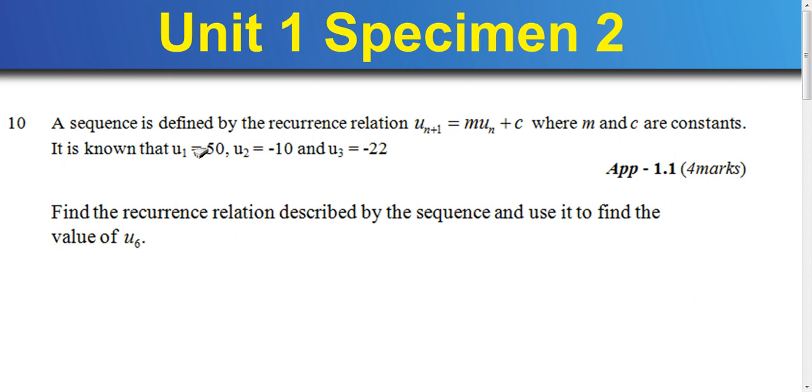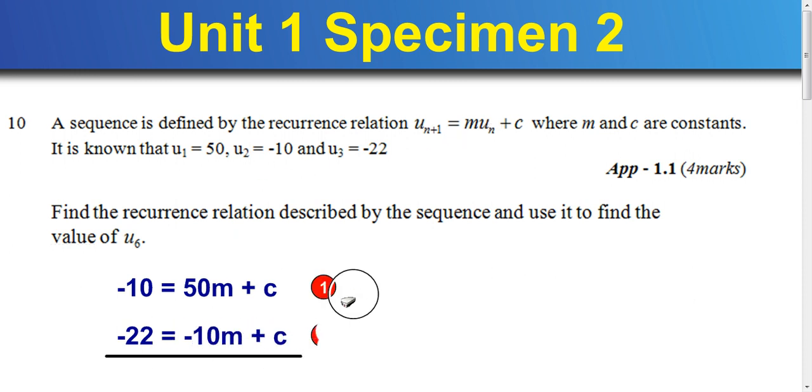So the type of question this is, is a simultaneous equation question. If we can replace u of n plus 1 with u of 2 and replace u of n with u of 1, then we can set up an equation. Let's do that first. So putting the negative 10 in as u of n plus 1, because that's the second term, and the term before is 50, so putting that in u of n plus c gives our first equation. Then we can repeat the process, saying u of 3 is this one here, and the one before is u of 2, we can place that in there. So negative 22 here, and negative 10 in here. And we've got our 2 equations, equation 1 and equation 2.